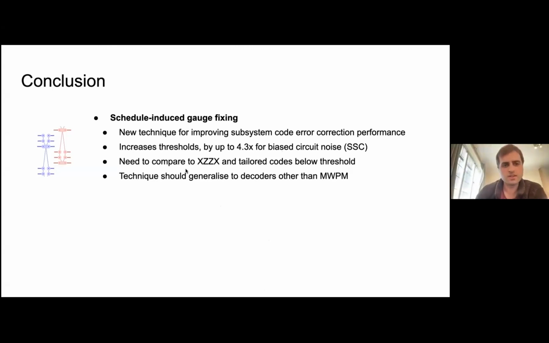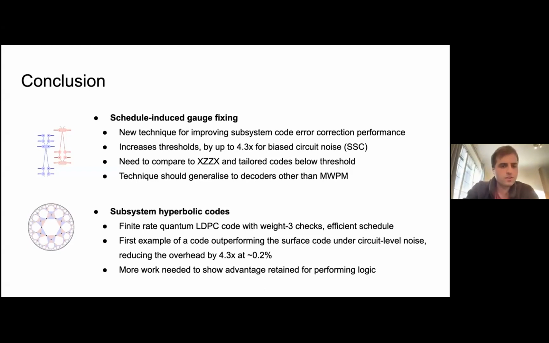Of course, decoders such as union-find can be directly applied, but for cases where the error model isn't graph-like, it'll be interesting to generalize to that case as well. And then the subsystem hyperbolic codes are finite-rate quantum LDPC codes with weight-three checks and an efficient schedule. They are the first example of a code outperforming the surface code under circuit-level noise, reducing the overhead by 4.3 times at 0.2% circuit noise. I think it's a coincidence that it's 4.3 times in both cases.